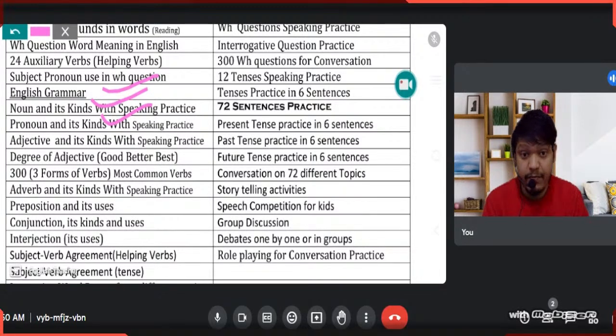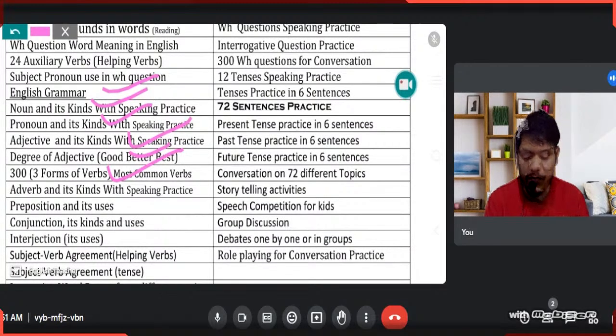Learn language systematically, following the various topics and contents for learning language in the online course. Then comes the adjective and its kinds. Next, the adjective of degree: good, better, best; beautiful, more beautiful, most beautiful. Not beautiful, beautifuler or beautifulest, not like that. And three forms of verb. Word power is very important: go, went, gone; write, wrote, written; say, said, said; do, did, done; speak, spoke, spoken; tell, told, told; think, thought, thought; walk, walked, walked. Learning the three forms of verb is very important: first form, second form, third form.